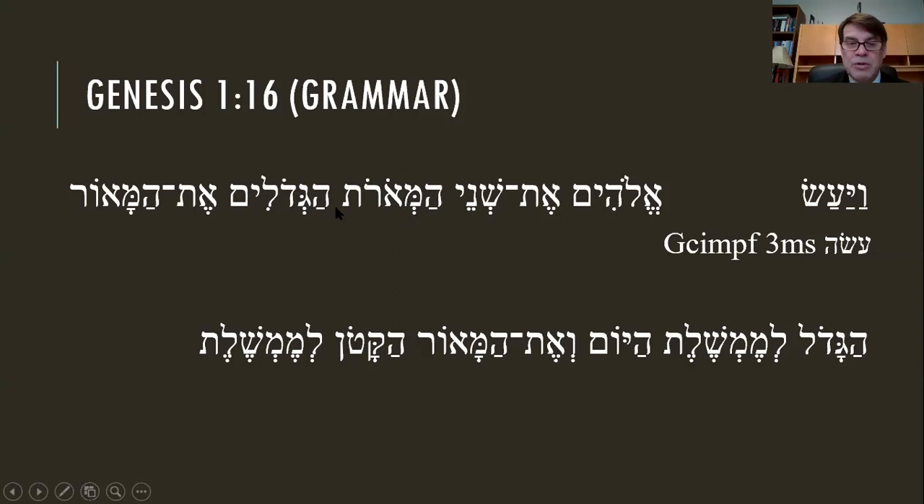That's clear enough, and they're both definite. The great lights. God created the two great lights. The one great light, that is the great light. So this is a different word for light? No, it isn't. It's the same word. So the one light, hamaor, hagadol. Notice that this was plural, but now it's singular because we're talking about the great light of the sun.